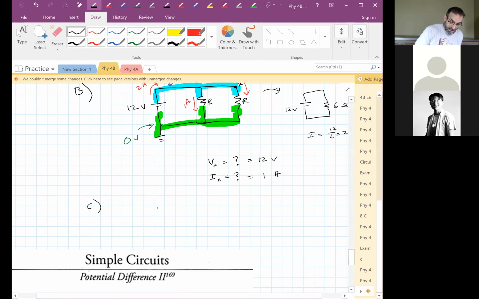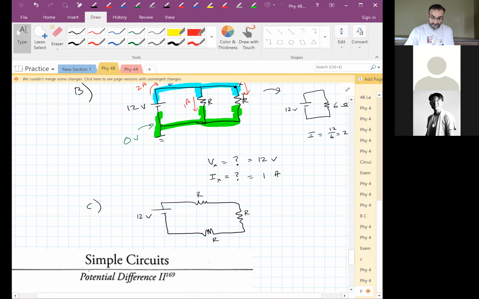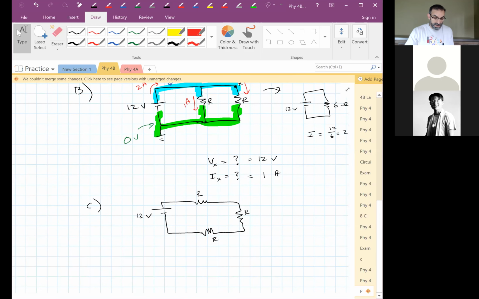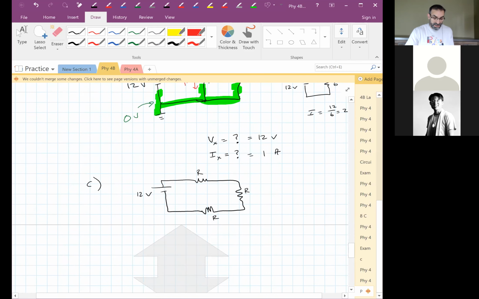Let's just speed through a couple more of these. You just use V equals IR for each one. You know delta V is 12 volts. You know the R's, so calculate I for each one. If they were different, that's what you would do.